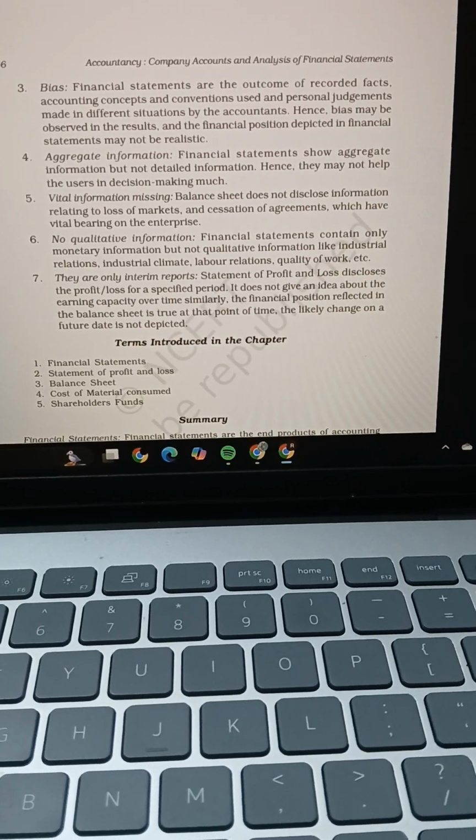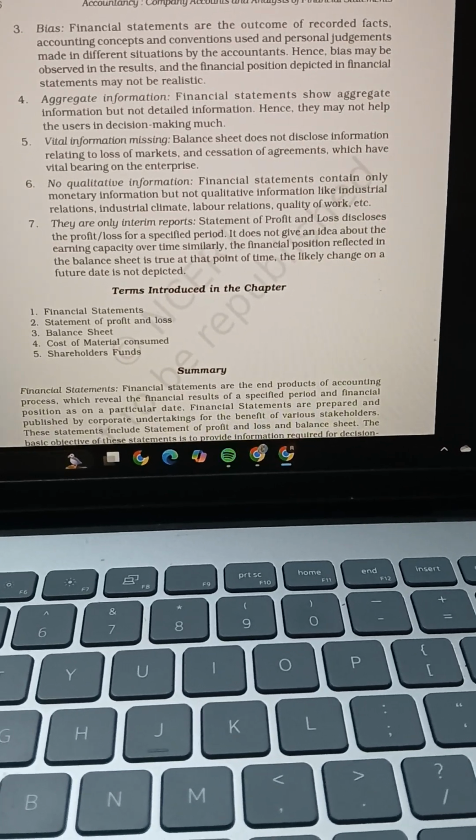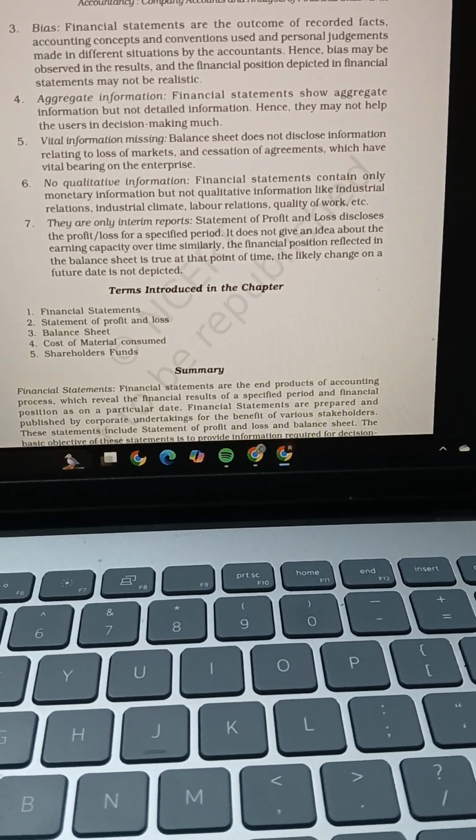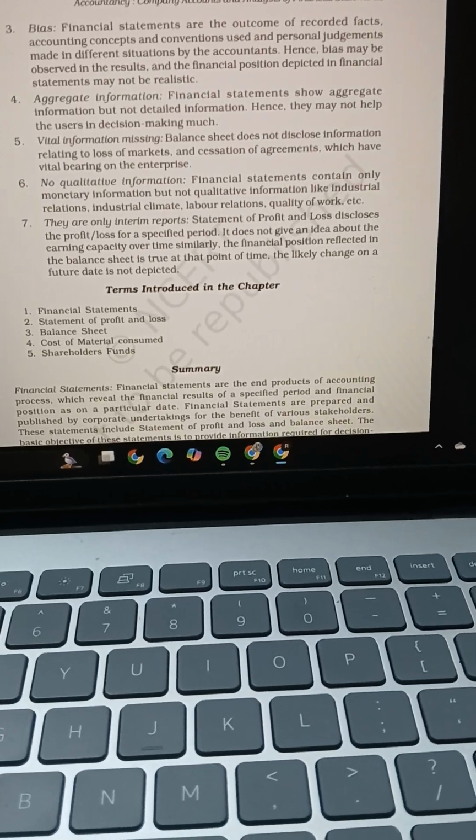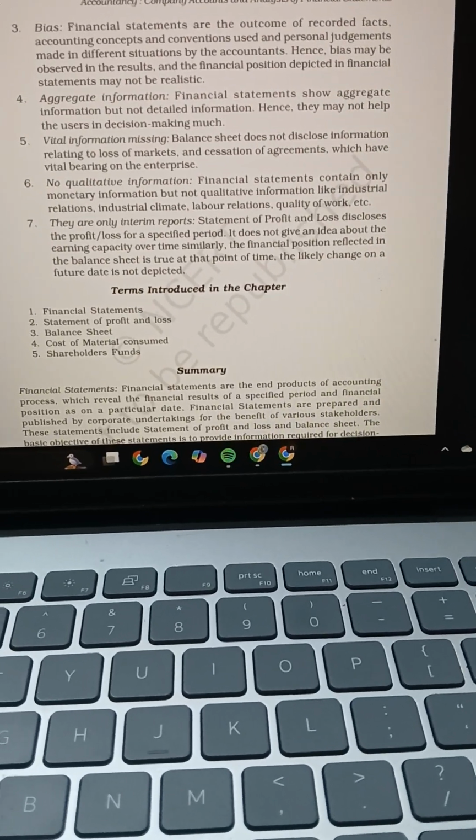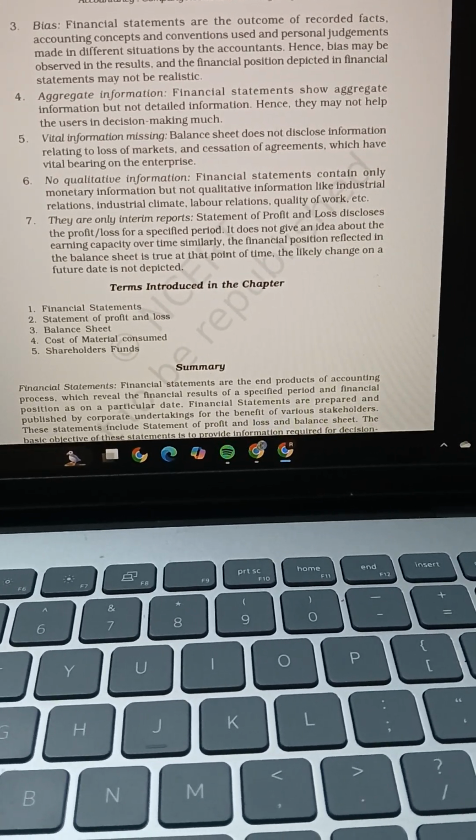Then the fourth one is aggregate information. Financial statements show aggregate information but not the detailed information. Hence, they may not be much help for the users in decision making.